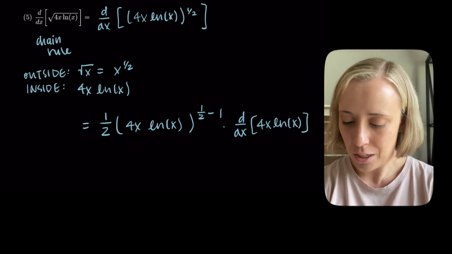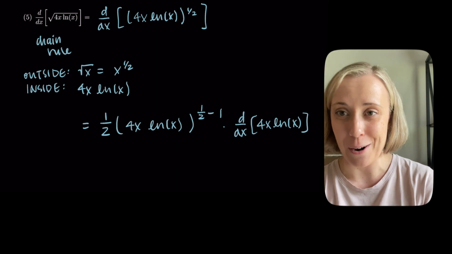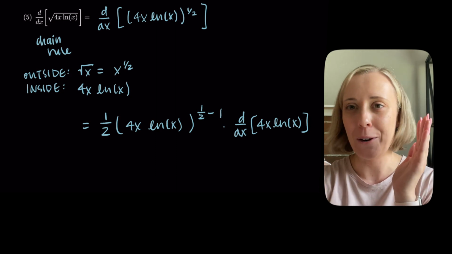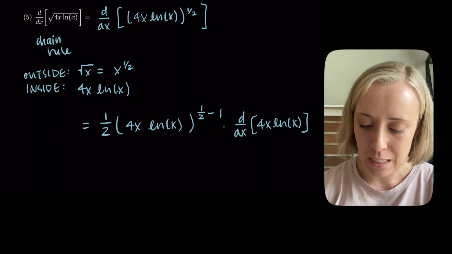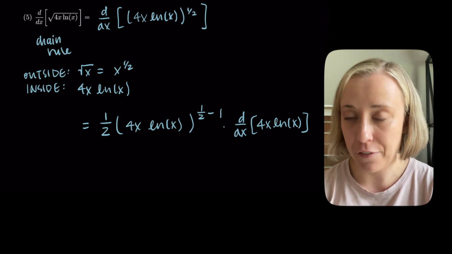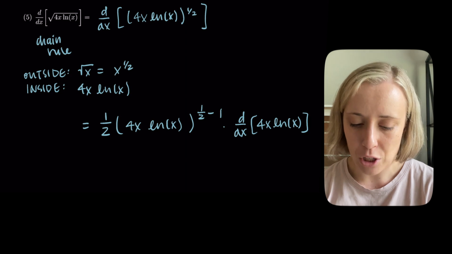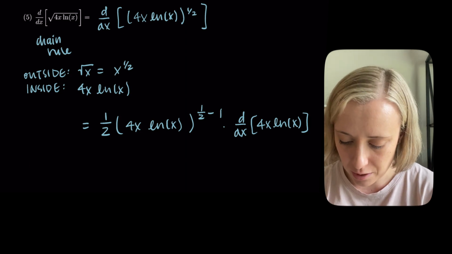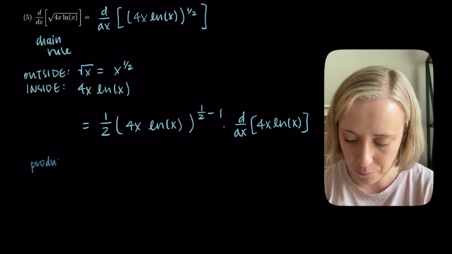Okay, so we've done part of it. We took the first part of the derivative, which is the derivative of the x to the 1/2, or the square root, the something to the 1/2. Now we need to handle that derivative of 4x ln x. So within this problem, we're going to have to do a product rule on this little part. So this is going to involve a product rule.